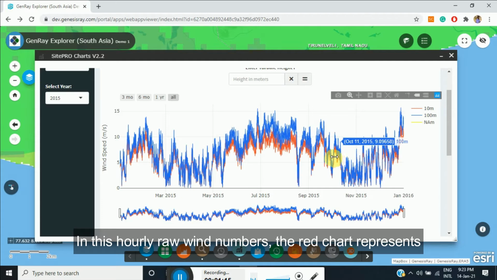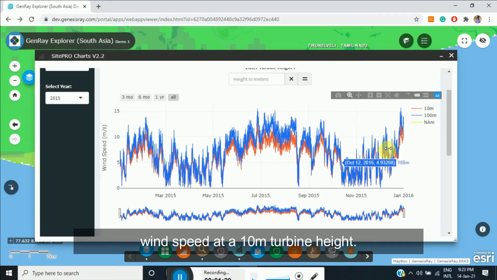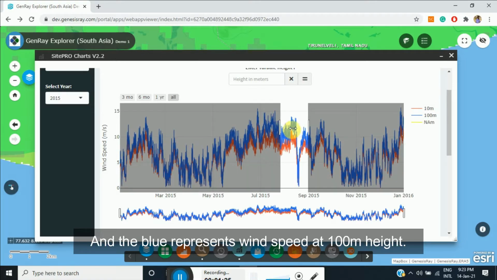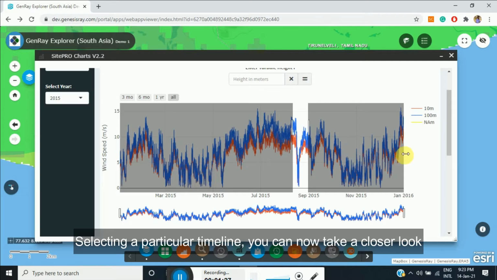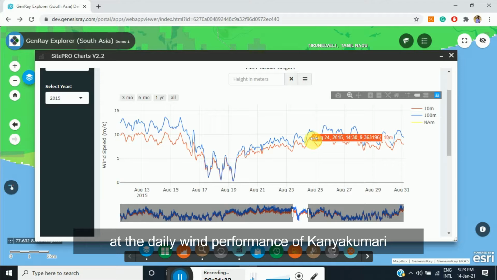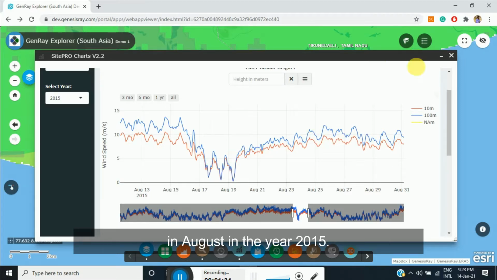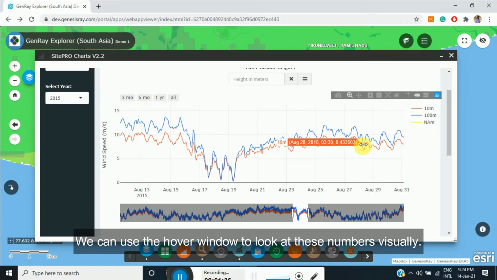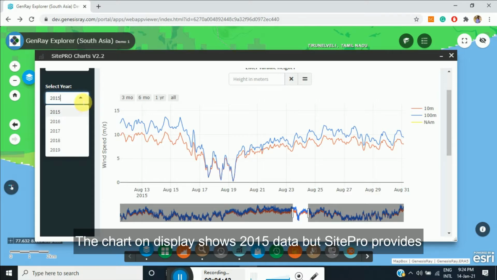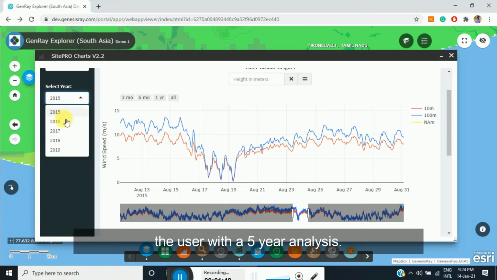In these hourly raw wind numbers, the red chart represents wind speed at a 10-meter turbine height, and the blue represents wind speed at 100-meter height. Selecting a particular timeline, you can now take a closer look at the daily wind performance of Kanyakumari in August in the year 2015. We can use the hover window to look at these numbers visually. The chart on display shows 2015 data, but SitePro provides the user with a 5-year analysis.